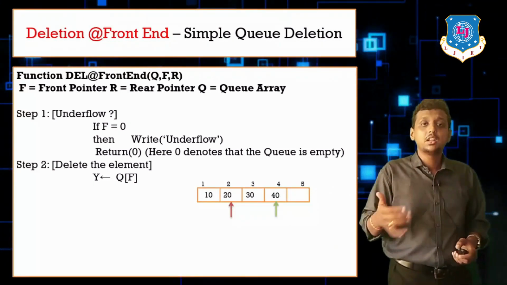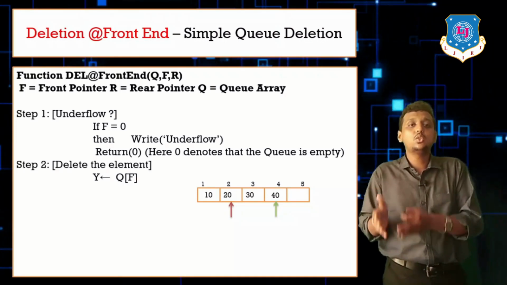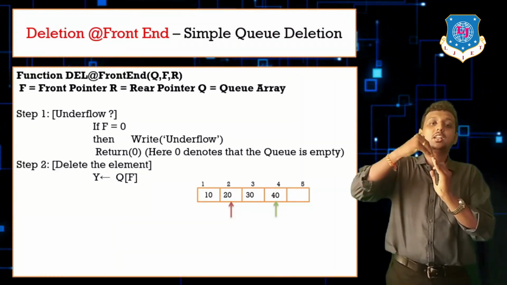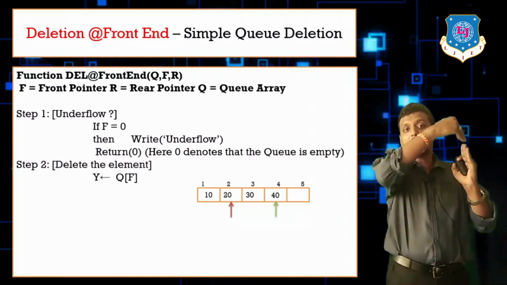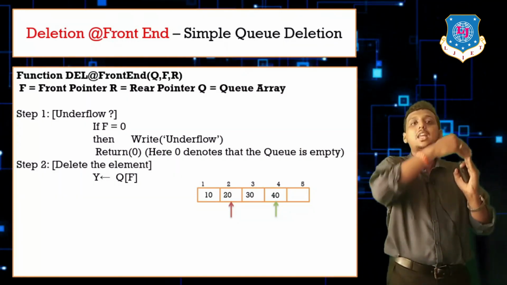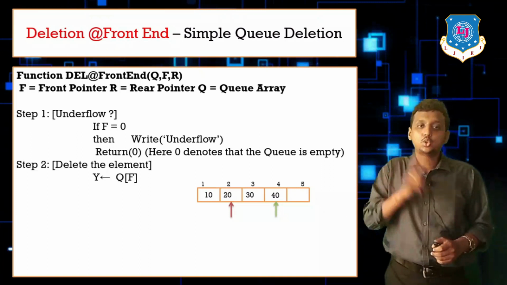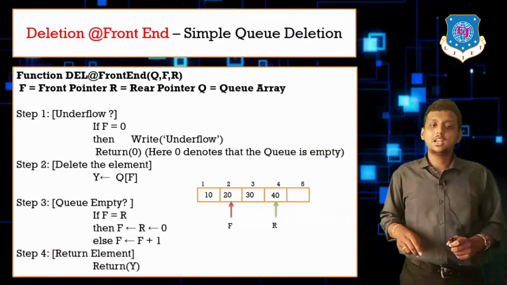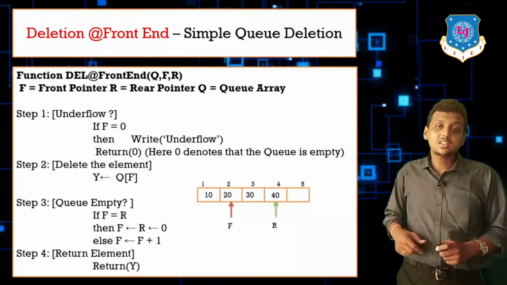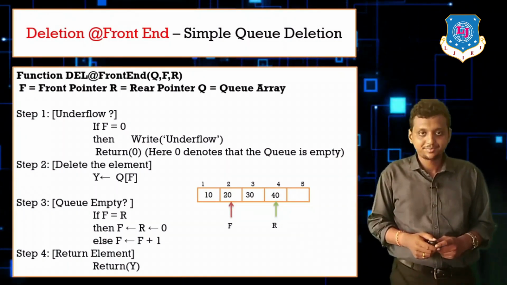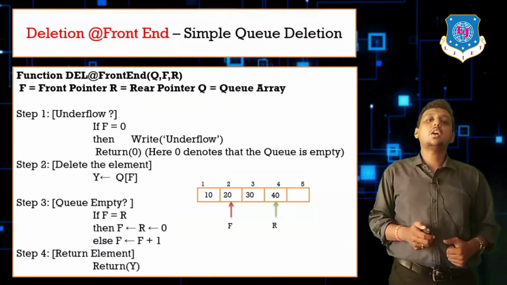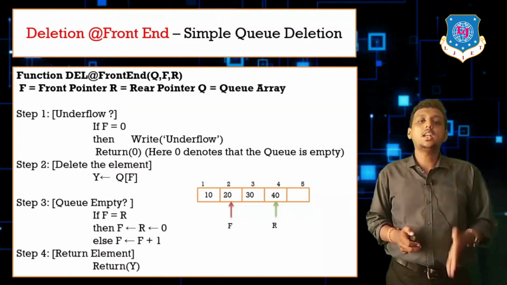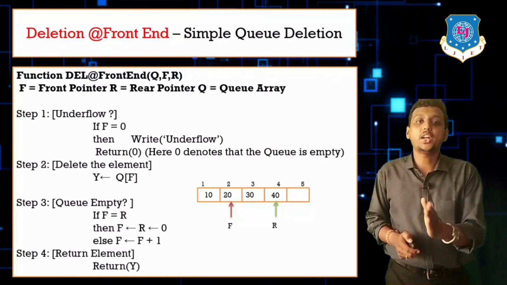See the next step. Okay, so after assigning the value q of f to y, we just need to check whether my front and rear both are at the same position or not. If both are at the same position, students, then you just need to move f and r to 0, and else just increment the front pointer value. So here it is. The last step will be return y. Fine. So this is how you can perform the deletion operation in DQ when the deletion occurs at front end.